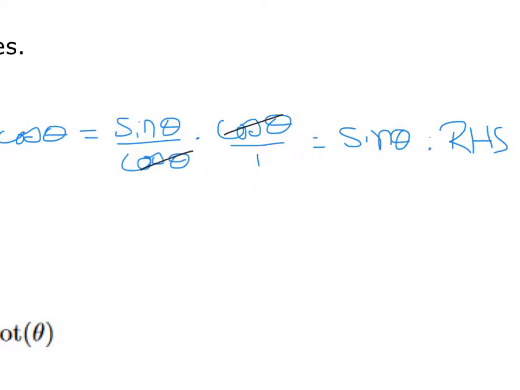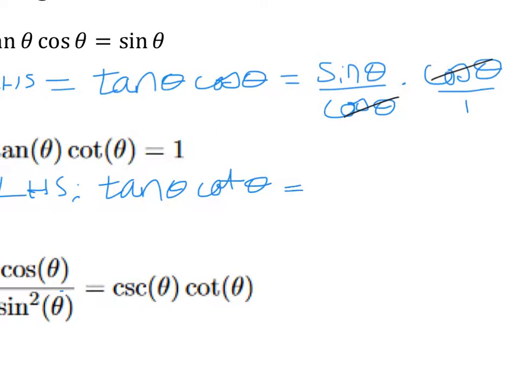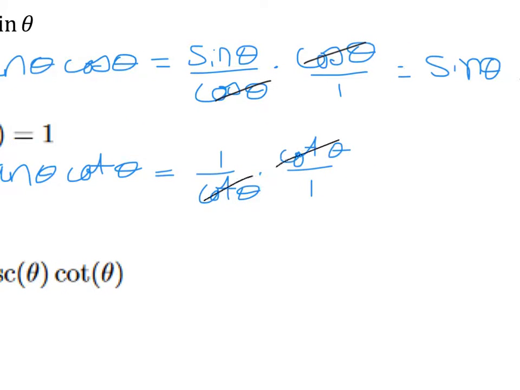How is that? All right? Let's take a look at the next one. Again, I'm going to choose the side that has the most stuff. So I'm going to use the tangent, cotangent. So I have to first declare my left-hand side. And then I have the tangent of theta, cotangent of theta. But tangent of theta is equal to 1 over the cotangent of theta because they are reciprocals of each other, times the cotangent of theta. These cancel out, and I end up with 1, which is the right-hand side. How was that? Not too bad, I hope.